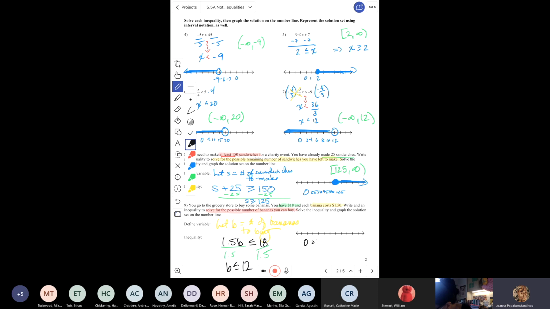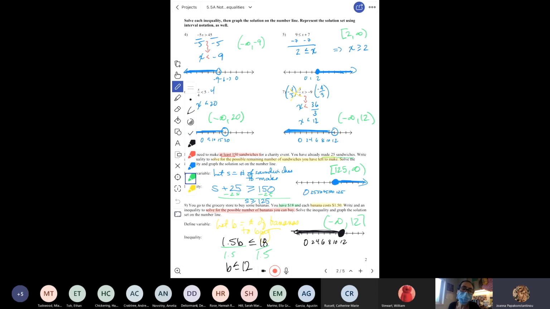So again, I like 0, 2, 4, 6, 8, 10, and 12. Open or closed at 12? Closed. Shading? Which direction? Left. If I wanted to represent this as an interval, what would it be? What would the interval be? Correct. Excellent.